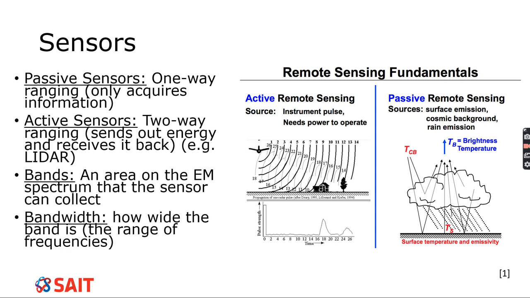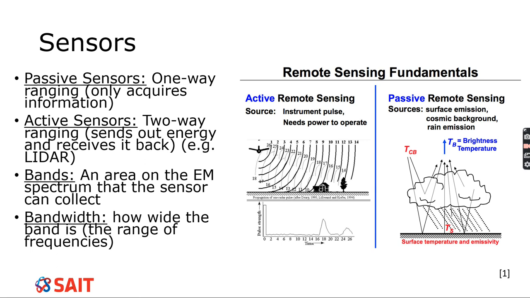Whereas if we have an active sensor, there's two-way ranging with that. That is when you send out energy and you receive energy back. Examples of active sensors are LiDAR or microwaves, or a camera flash is another one. So it doesn't need to have sunlight. It produces its own energy, and therefore we can actually send out different kinds of energy because we can control it.